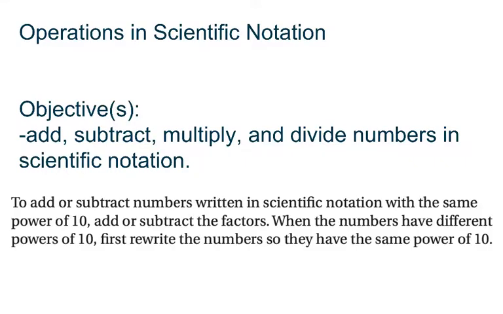The first says this. It says to add or subtract numbers written in scientific notation with the same power of 10, just add or subtract the factors. When the numbers have different powers of 10, first we have to rewrite the numbers so that they have the same power of 10. Let's take a look at what that means.